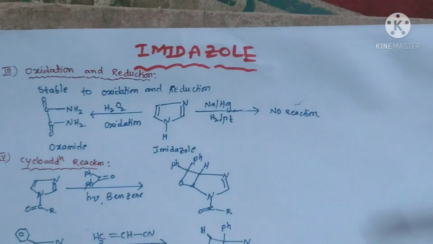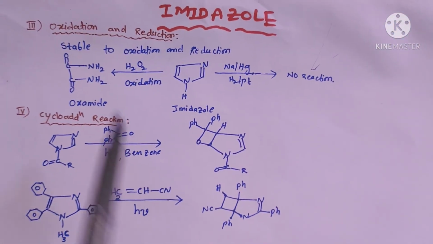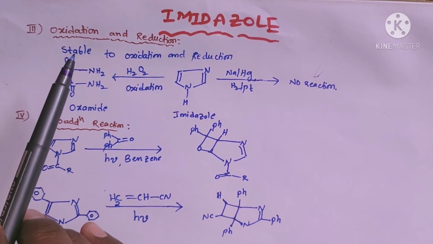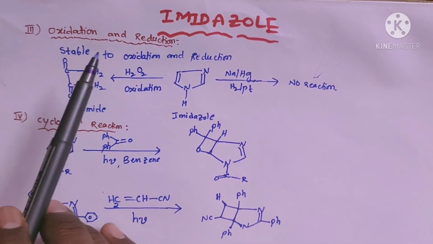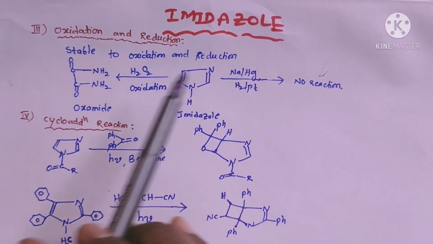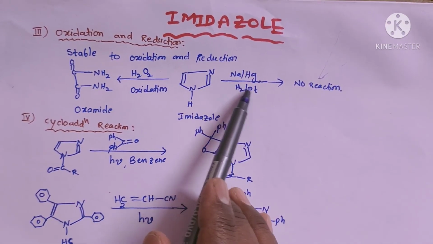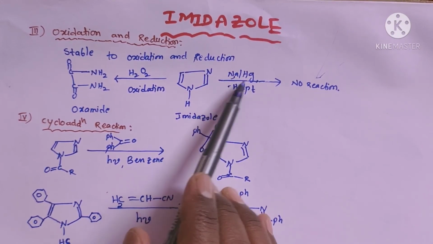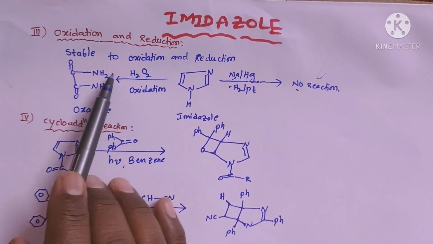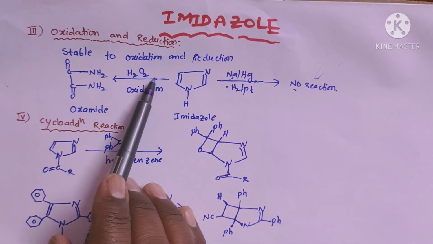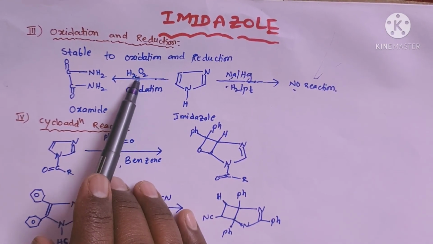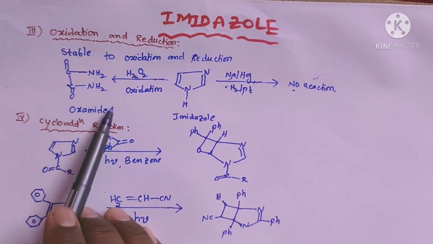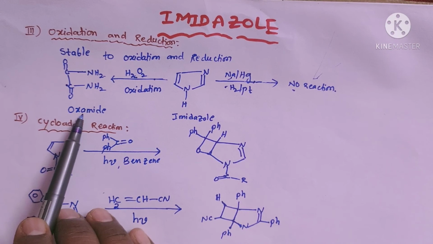Now we go for the oxidation and reduction reactions. Generally, imidazole is very stable to oxidation as well as reduction reactions. So that's why, look here, with any reducing agent, it is not showing any reaction. But here with strong oxidizing agents like hydrogen peroxide, look here, it is undergoing oxidation and forming oxamide.